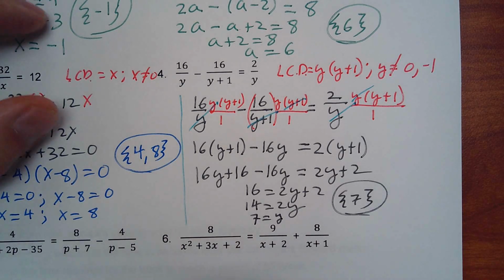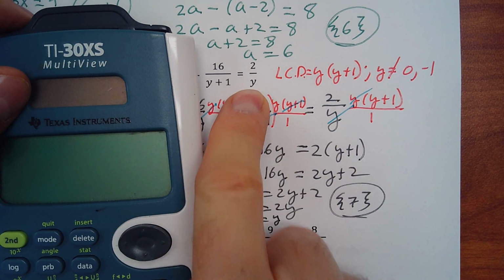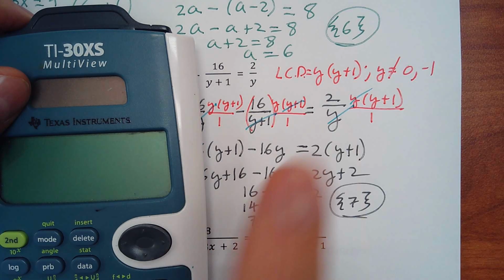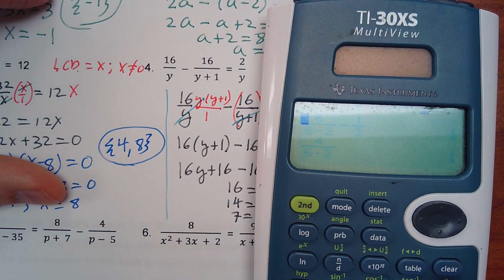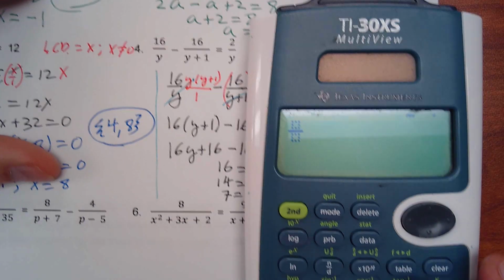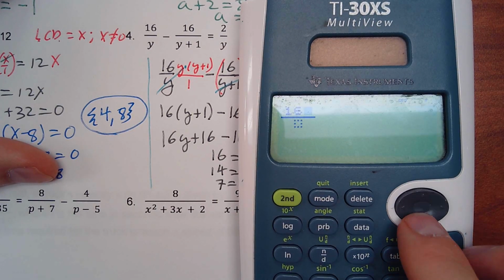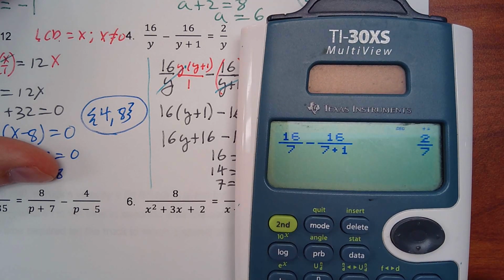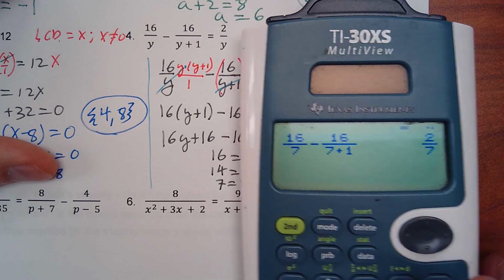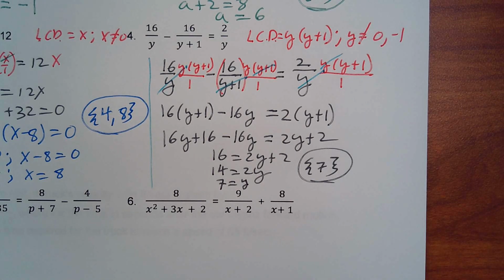And let's just go and verify it. So actually the right side's pretty easy. That's going to be 2 over 7. So we know the right side's 2 over 7. Let's do the left side. So I would do my fraction key, and let me get out of the glare. 16 over 7 minus fraction key 16 over 7 plus 1 gives me 2 over 7. And we know the right side is going to be 2 over 7, so it does check.